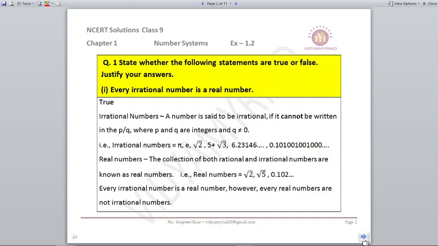These are those numbers which cannot be written in the form of p upon q, like root 2, root 3, or non-repeating numbers like 0.10100100. These are irrational numbers. So the question is, every irrational number is a real number. So yes, every irrational number is a real number because real numbers include rational and irrational numbers. So we will say it is a true statement.